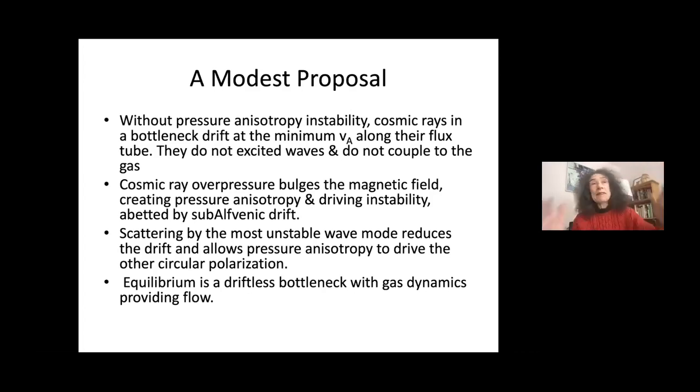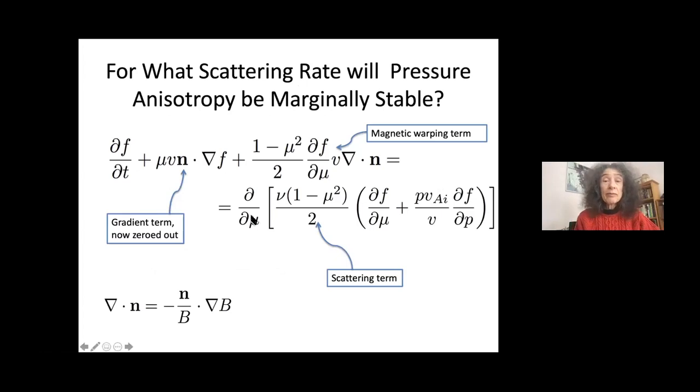Now that doesn't mean that the system is completely static, because there's a gas dynamic response. So there's this acoustic pulse or whatever your situation is, but the cosmic rays are not moving, do not have a bulk drift with respect to the fluid. And so now we can calculate the scattering rate at which the pressure anisotropy is marginally stable.